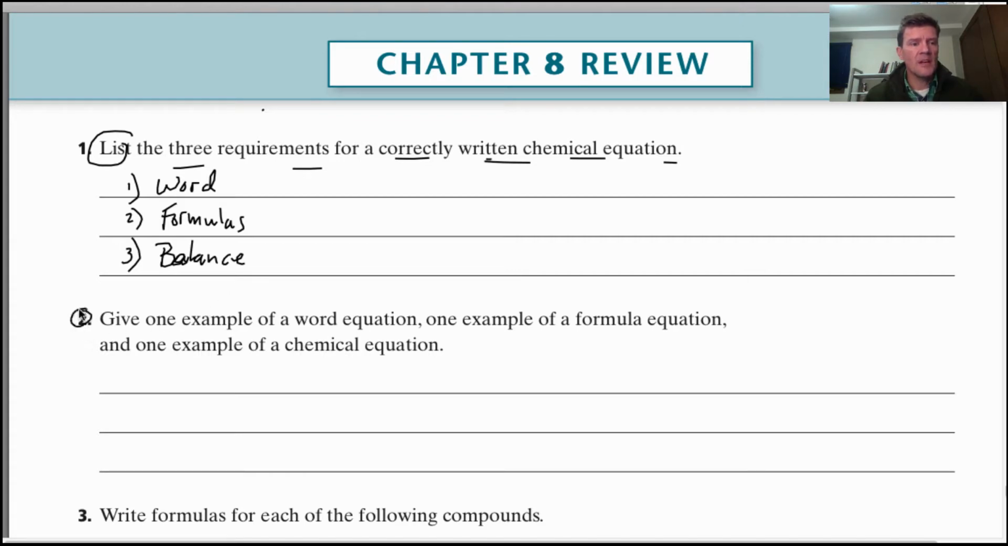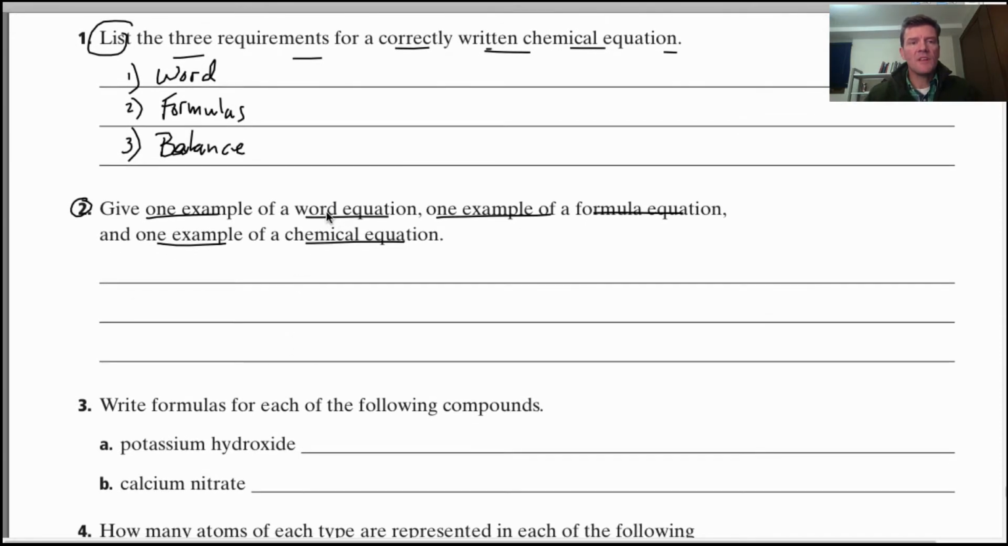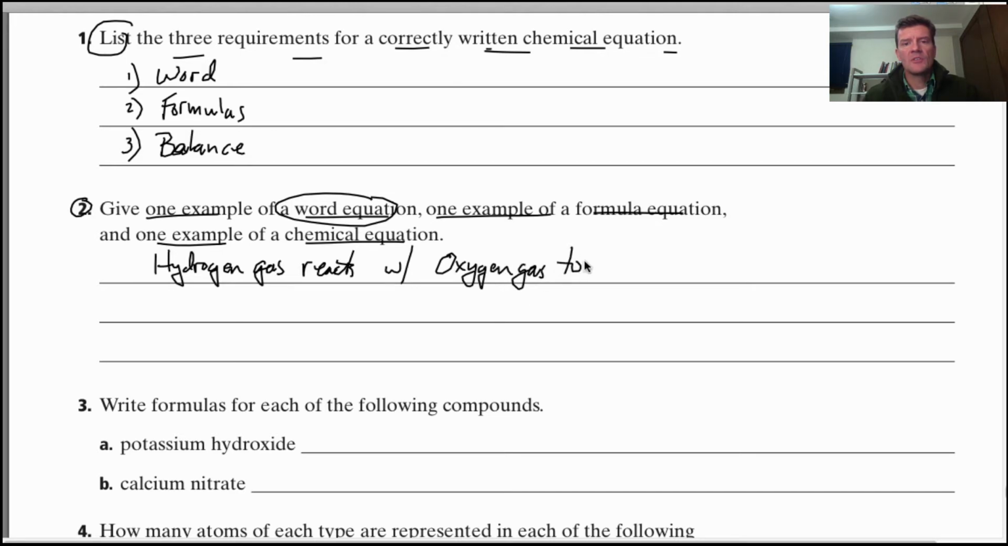Okay? Number 2 here says give one example of a word equation, one example of a formula equation, and one example of a chemical equation. So basically here, the word equation, let's just use a simple one here. What if we said hydrogen gas reacts with oxygen gas to produce water. Okay? So what does that look like?